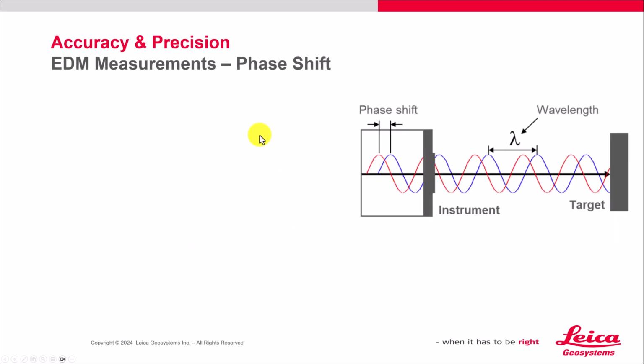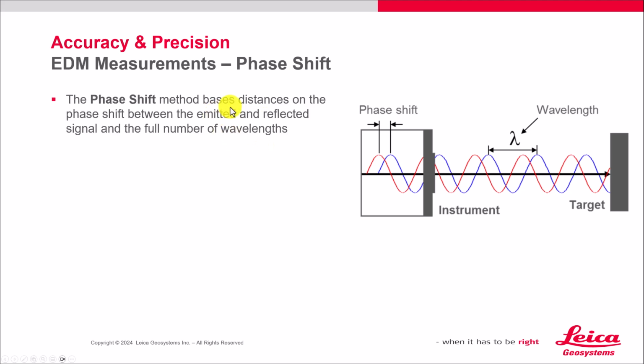There's another method for measuring, and that's using the phase shift. It bases distance on the phase shift between the emitted and reflected signal of full wavelengths. The red one is either the emitted or the return, but either way, from peak to peak there's a distance. That can be used to calculate the number of wavelengths between the instrument and a target, and they can calculate the distance.